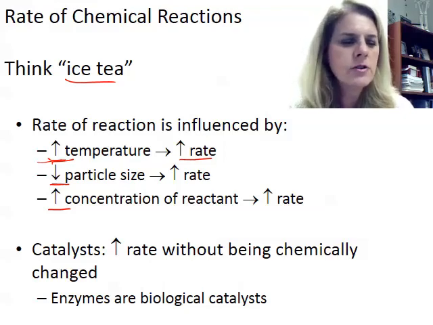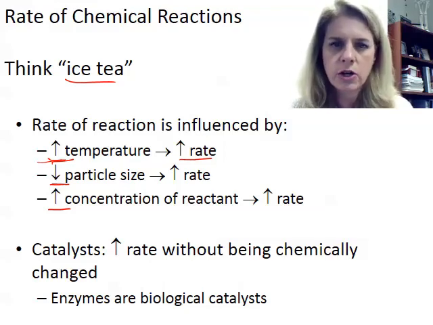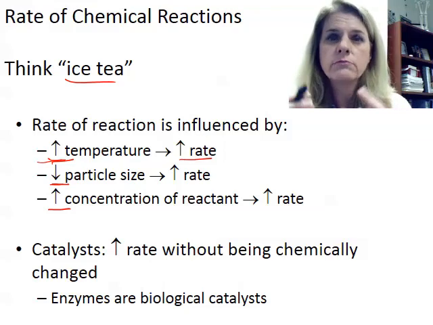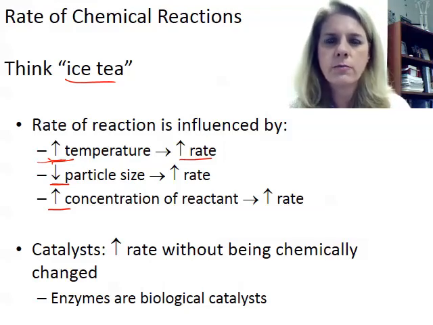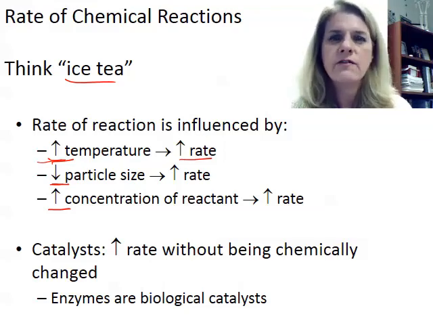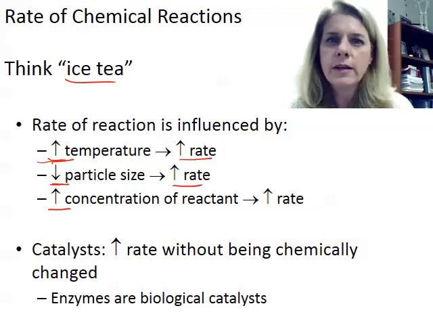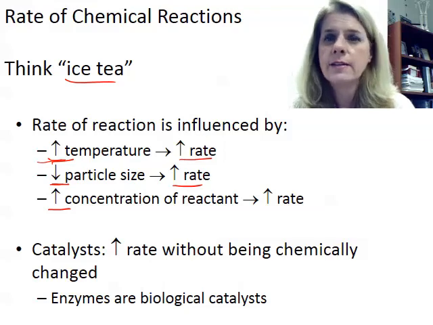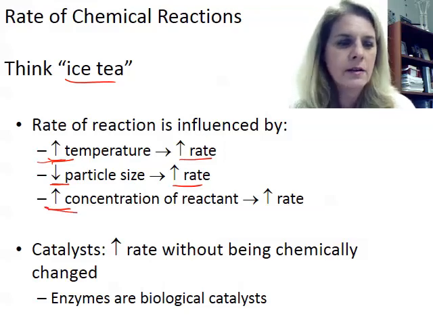The next thing is you can decrease the particle size of the sugar. So if you want the tea to become sweeter, do you add a large block of sugar, or do you add granular sugar? Granular sugar. The smaller the sugar particles, the faster they'll dissolve, the faster the sugar will become sweet, the faster that reaction will occur.